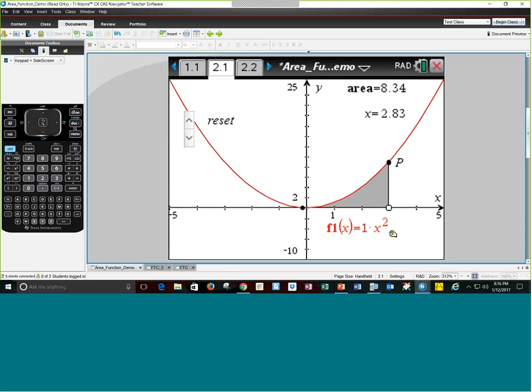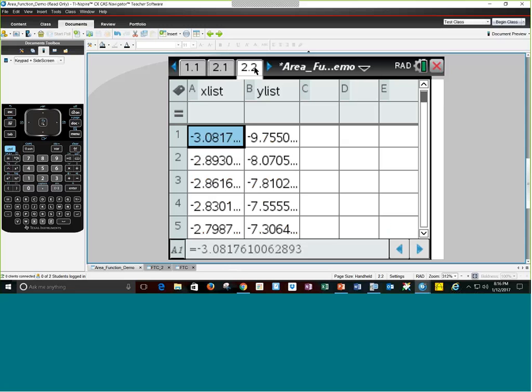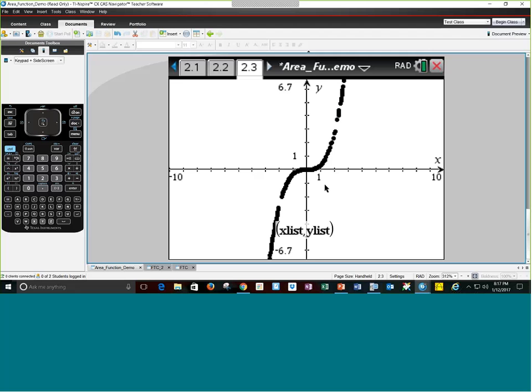Think about that. Okay? And so we go to the next page, and instead of having to tediously hand collect a spreadsheet or data, the calculator has collected it for us. And if we go to page 2.3, we have the graph, which is really, really nice. And on this demo, you could change the function.